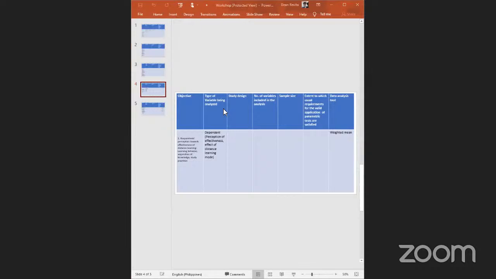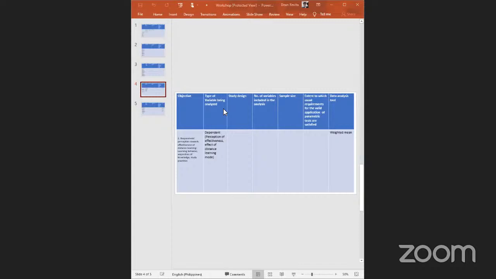Type of variable, all right, is it a continuous variable? Is it quali, quanti, no? And what scale of measurement is being utilized? So you are saying that perception will be measured by the use of Likert scale, and you will analyze the perception of these students by weighted mean. Yes po. Bakit weighted mean?